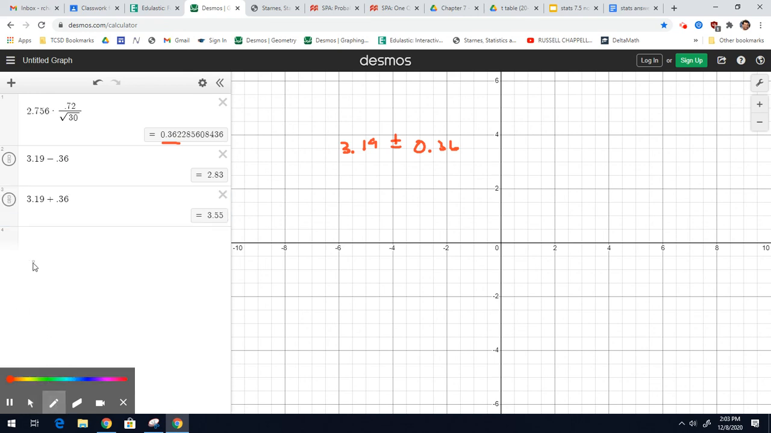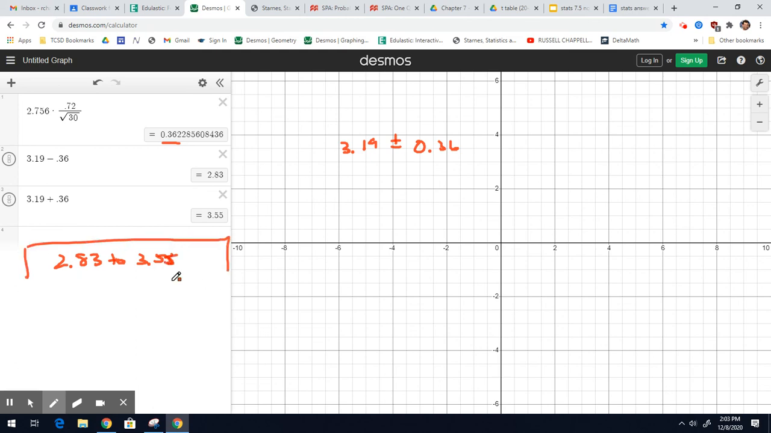So my interval for the true mean GPA would be 2.83 to 3.55. If there were units like feet or inches, I'd want you to label that there as well. Okay. And there is the confidence interval for a mean.